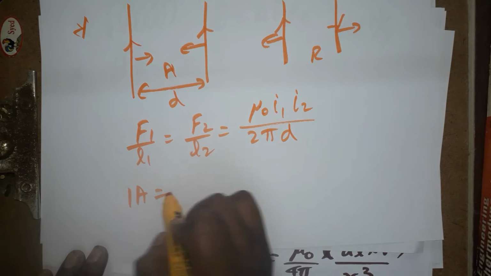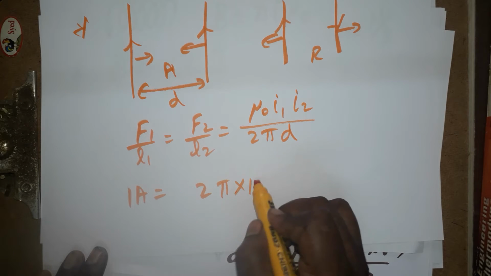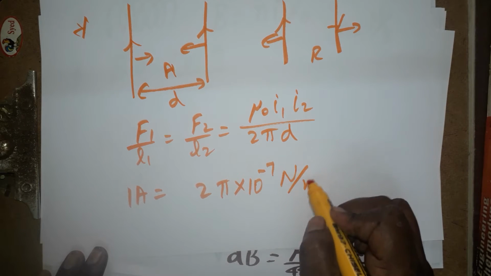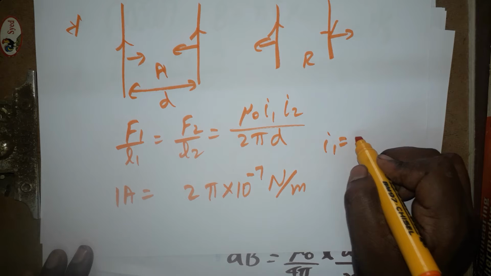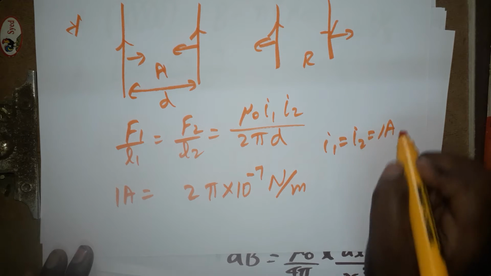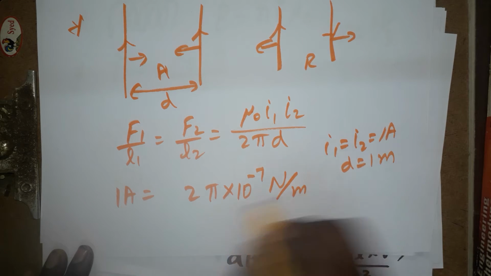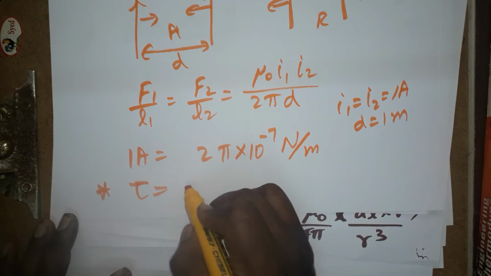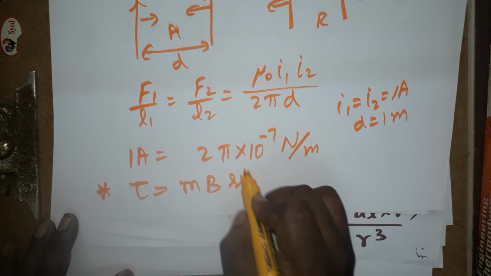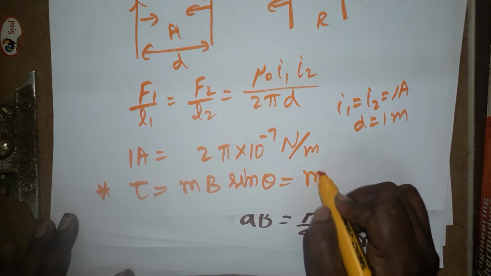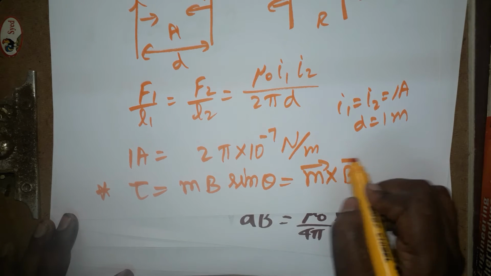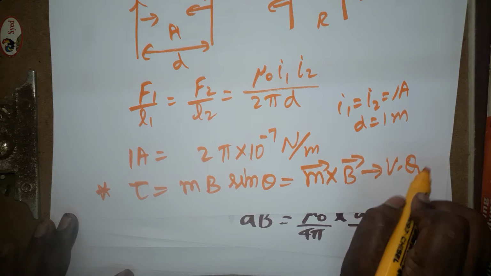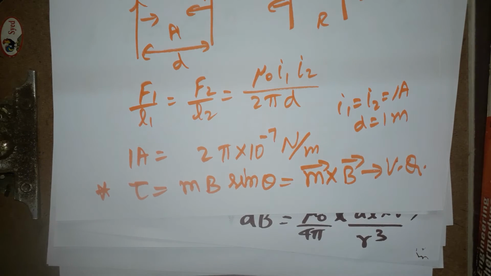In case you want to define the ampere: 1 ampere is the current for which the force is 2 into 10 power minus 7 Newton per meter. That's the time the current should be 1 ampere and the distance should be 1 meter. Okay. Now torque is equal to, as I already said, m b sin theta. So the same value you can write as m vector cross b vector. It's going to be a vector quantity because of sin theta.